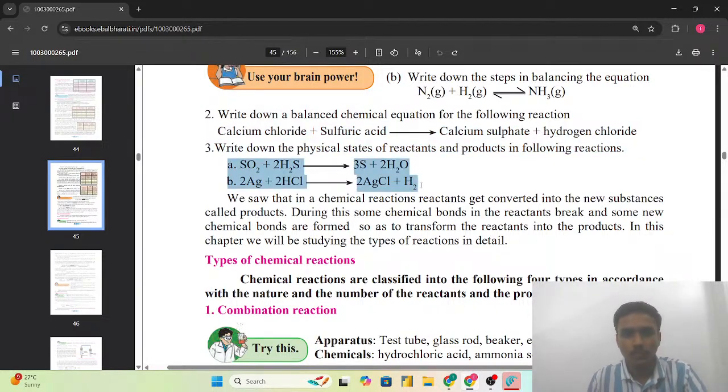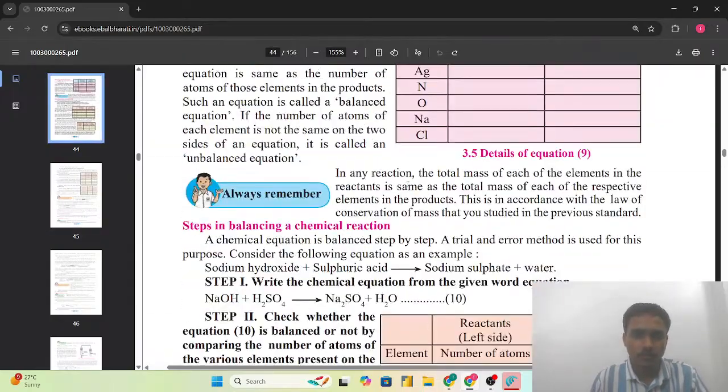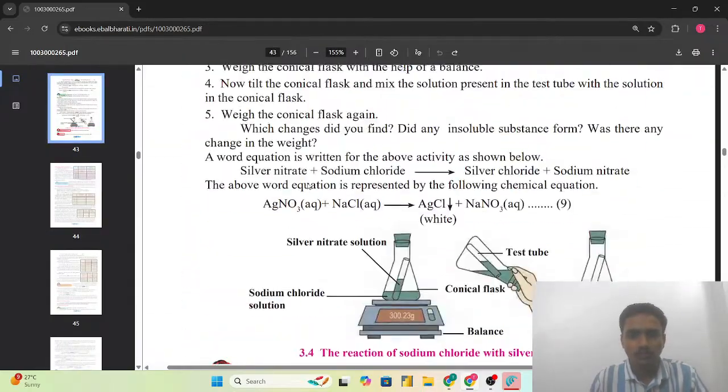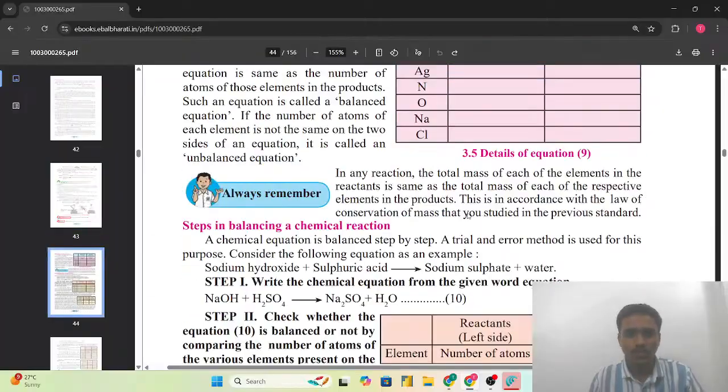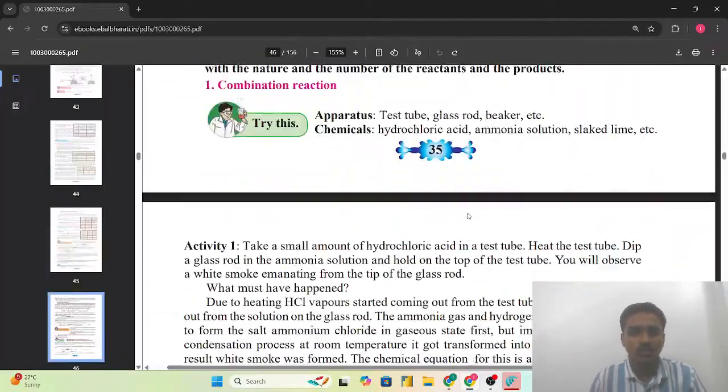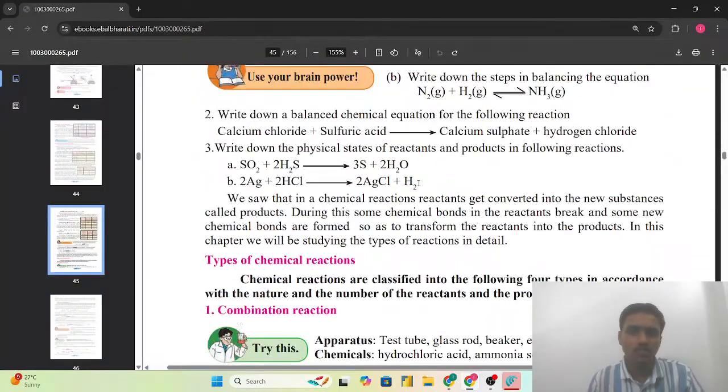This is again one of the questions, as we have seen here, these rules which we have seen: an arrow pointing upwards shows the gaseous state, downwards is the precipitate formation. Try to answer this question. If you are not able to get the answer to this question, then comment.